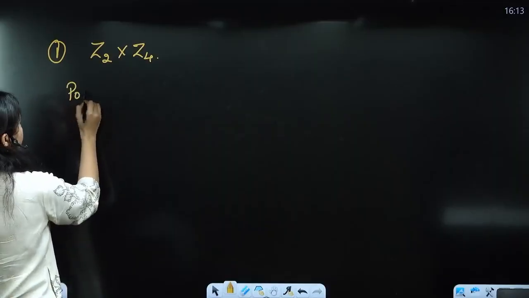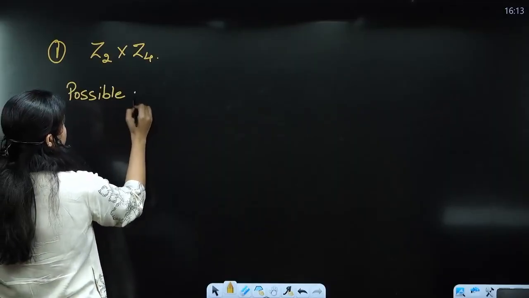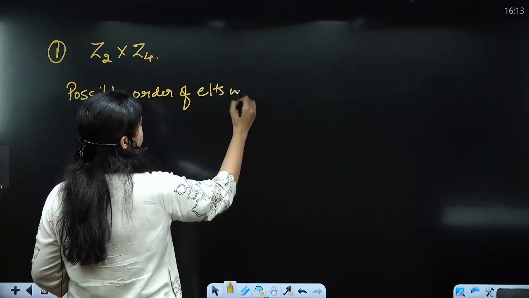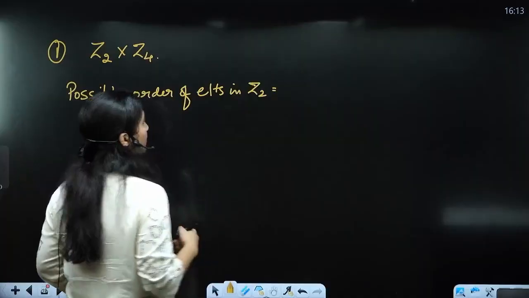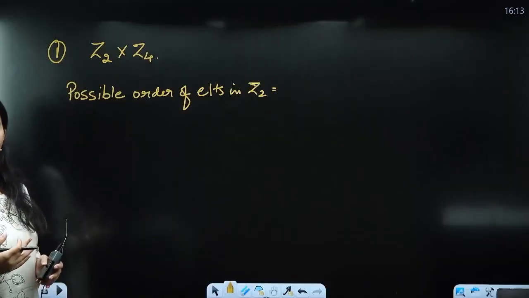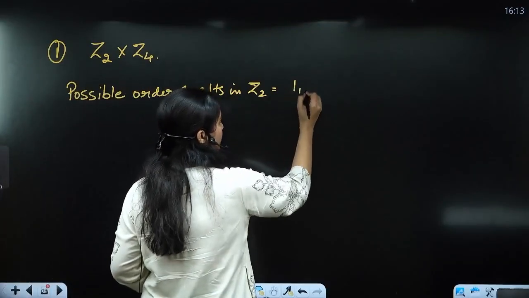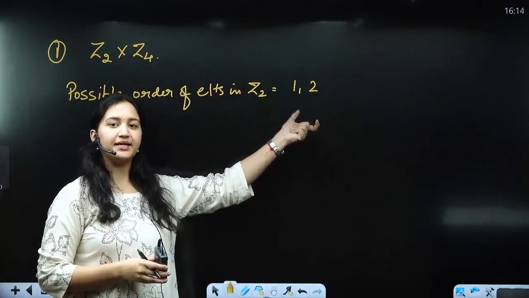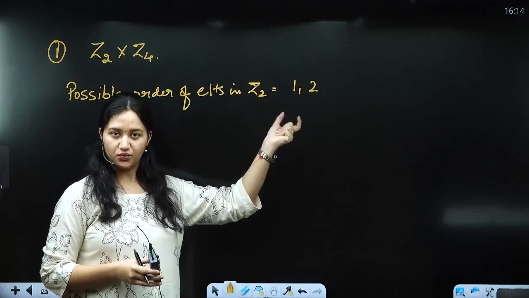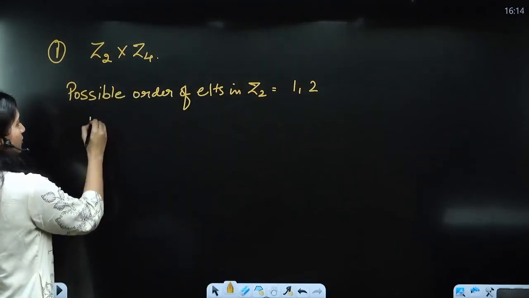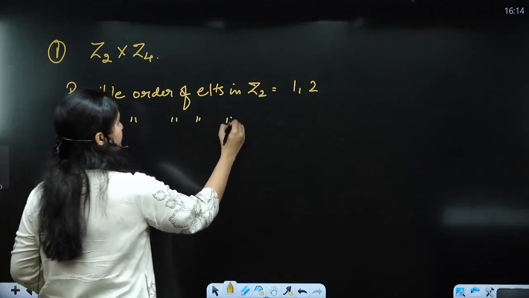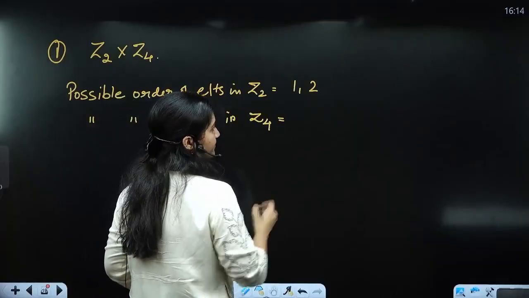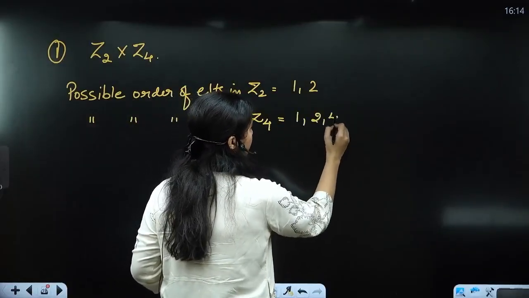Now possible orders of elements in Z2. What are the possible orders? The orders of elements Z2 can have are 1 and 2. Please understand, I am not writing the elements here, I am writing the possible orders of Z2, right? They are 1 and 2. Now possible orders of elements in Z4, that is going to be 1, 2 and 4.